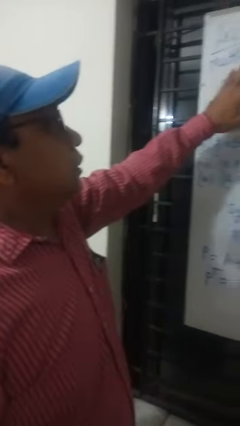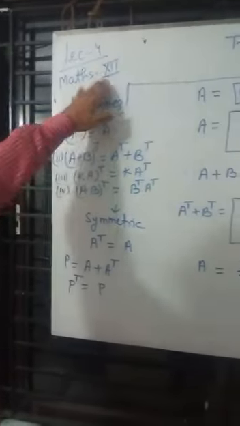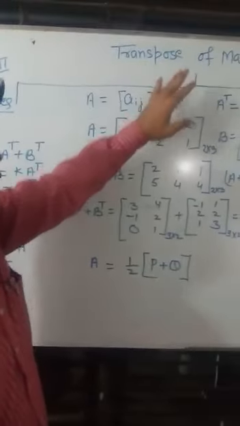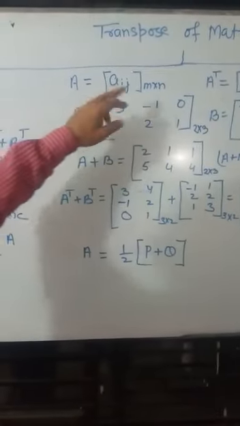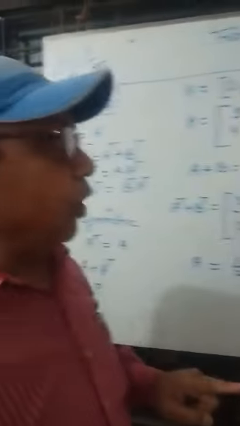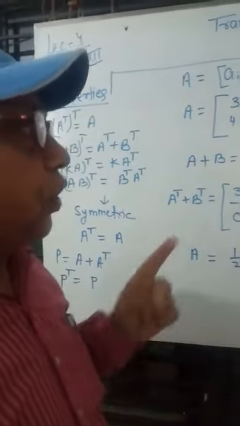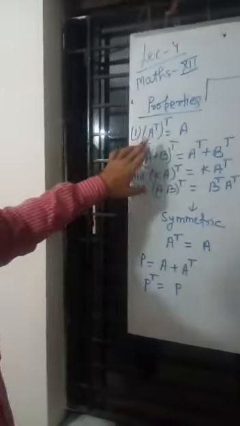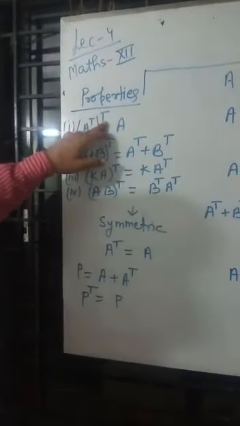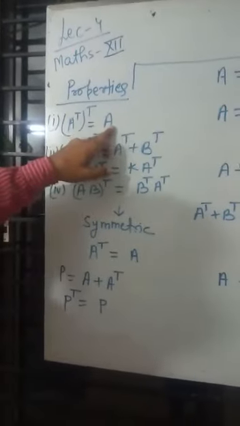This is the 4th class of 12th mathematics. Today we discuss the transpose of matrices. In the transpose of a matrix, we change rows to columns. That means if a matrix has 2 rows and 3 columns, it changes to 3 rows and 2 columns. If we take the double transpose of a matrix, it becomes the same matrix.